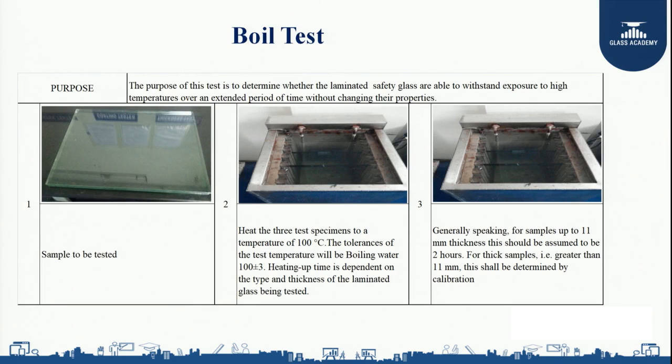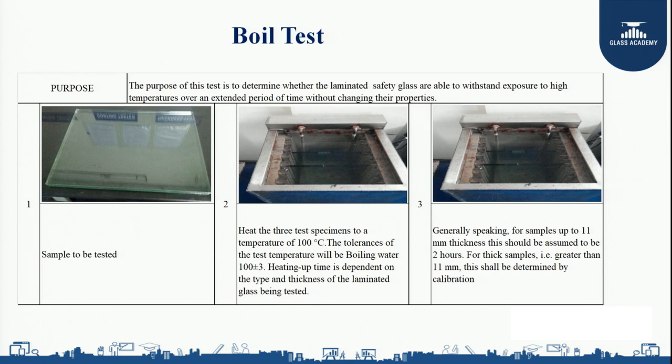Boil test. The purpose of this test is to determine whether the laminated safety glass is able to withstand exposure to high temperature over an extended period of time without changing its properties. First we need to take a sample which has to be tested after lamination. Next we will be placing the sample in a boiling chamber of 100 degrees centigrade. You can see in the second figure, heat the 3 test specimens to a temperature of 100 degrees centigrade.